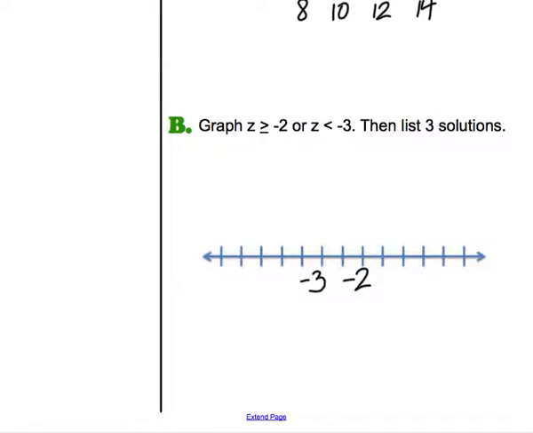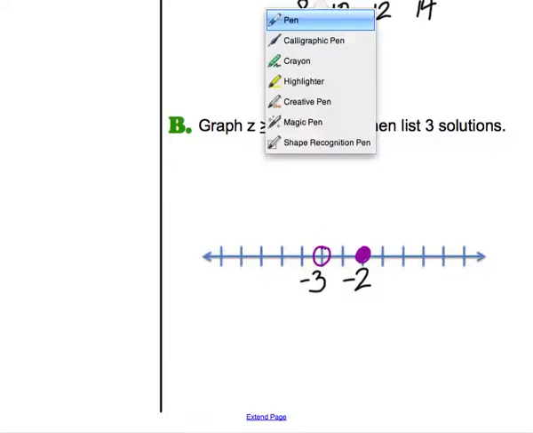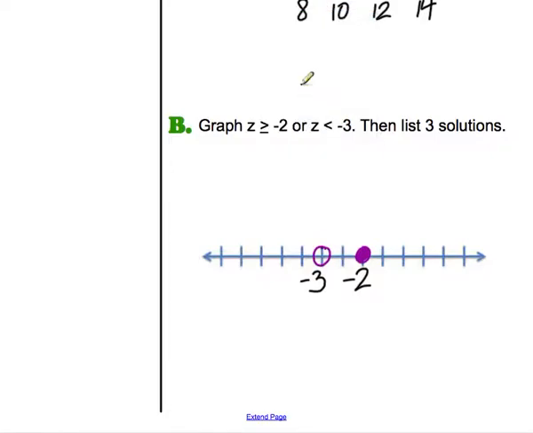Now z is greater than or equal to -2. That's a closed circle, so I'm going to make a dot with a closed filled-in circle. And -3 is strictly less than, so I'm going to have an open circle. Then when we go to use the highlighter, z is greater than or equal to -2 means things like -1, 0, 1, 2, which is going to be to the right. And z is less than -3 is going to be things like -4, -5, -6, which is going to be to the left.